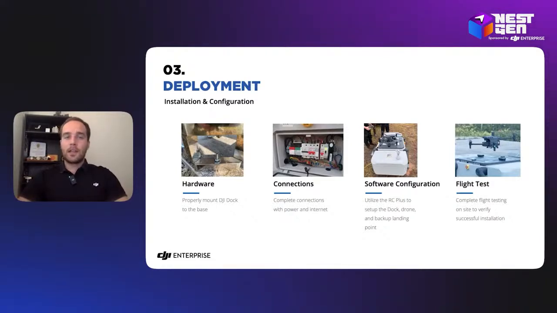When moving into installing the dock, we'll need to mount it to the base in place, connect power and internet. You'll be able to connect the RC Plus to the dock itself with a cord, and then follow prompts to set up the dock, drone, backup landing point, and connect to the FlightHub 2 or a different server. Flight testing will then follow to make sure that the installation has taken place successfully.